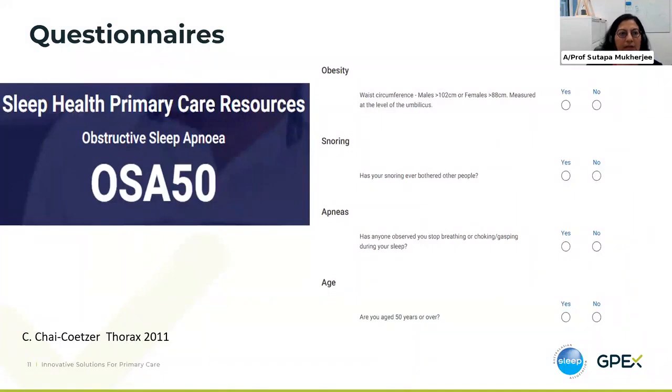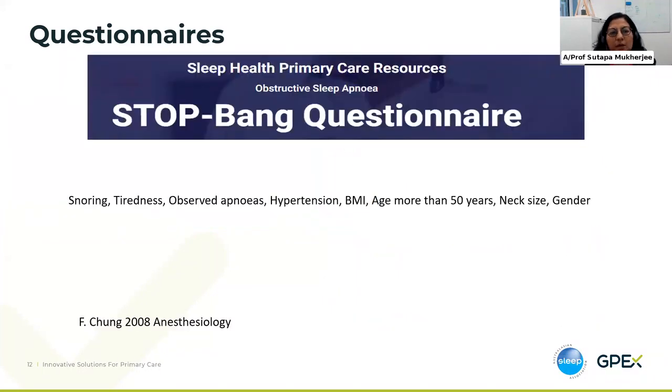And one of the other questionnaires that we look at is the OSA 50, which was devised by Dr. Chingley Chaikurtsa, who's based in Adelaide, in 2011. And this has a few questions asking particularly about waist circumference, snoring, apneas. Has anyone observed you that you stop breathing or choke or gasp during your sleep? And also age. Another questionnaire was devised by Francis Chung, who's actually an anaesthetist in Toronto. And this questionnaire similarly asks about snoring, tiredness, observed apneas, hypertension, BMI, age, neck size, and gender, and inputs that all into the questionnaire.